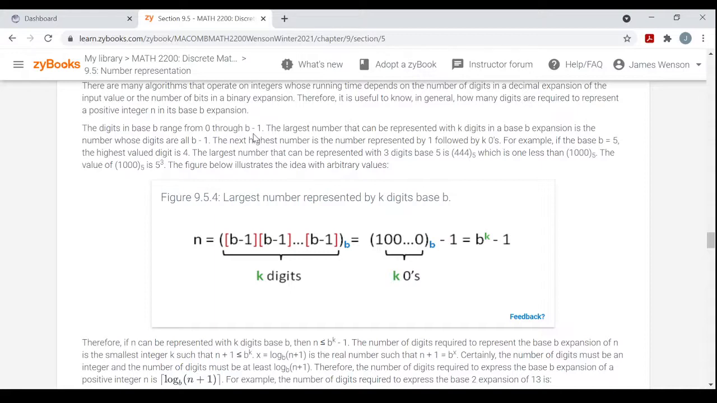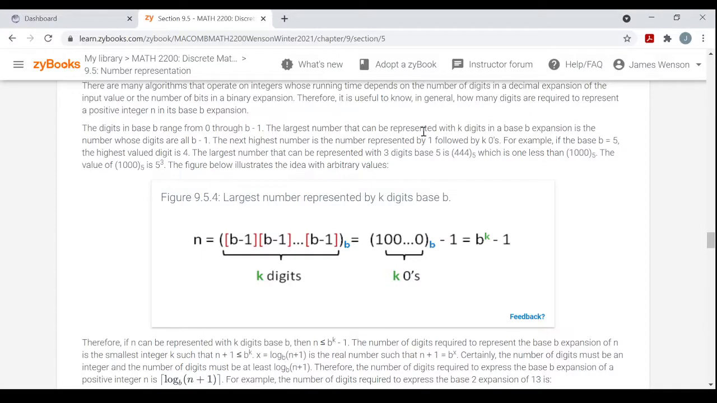Which is 1 less than 16. Okay. So, the largest number that can be represented with k digits in a base b expansion is the number whose digits are all b minus 1. For example, if I said, what's the largest number in decimal with 5 digits? Well, the largest number in decimal with 5 digits is when they're all 9s, right? 99,999. So that's what they're saying here.